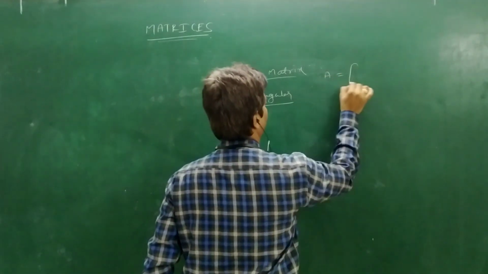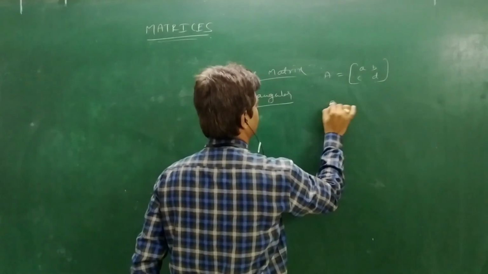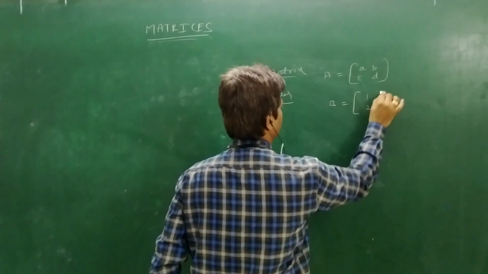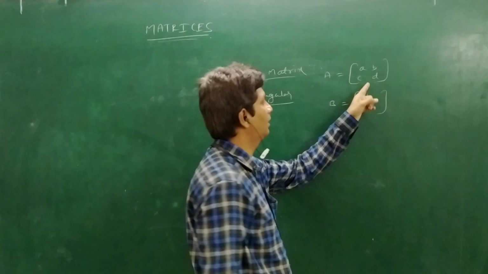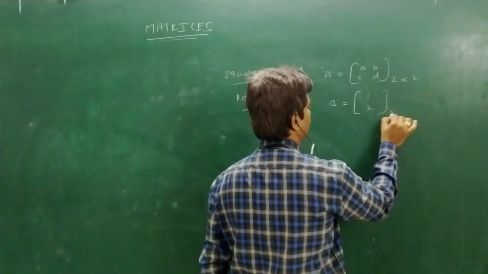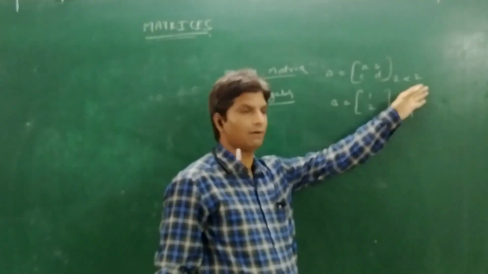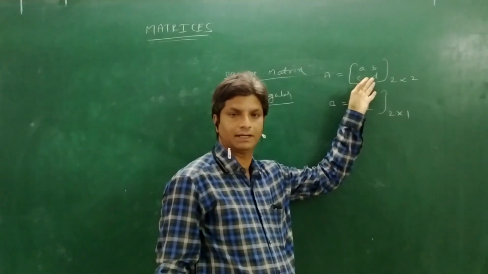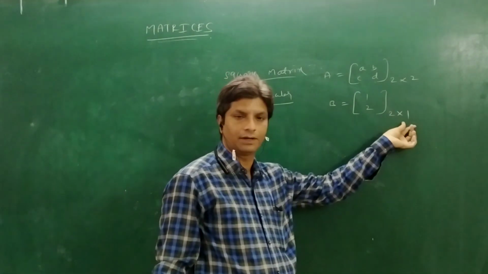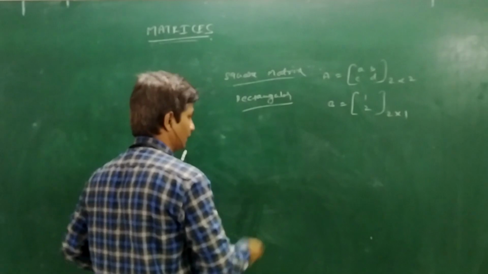Example, this is capital A equal to a, b, c, d. This is capital B equal to 1, 2, 3, 4, 5, 6. See, what is the order of this matrix? 2 cross 2. Here, the number of rows is equal to the number of columns. That's why it is called a square matrix. Here, the number of rows is not equal to the number of columns. This is a rectangular matrix.